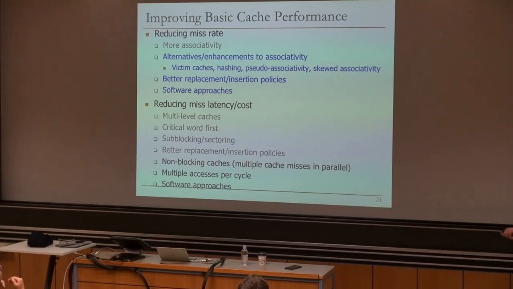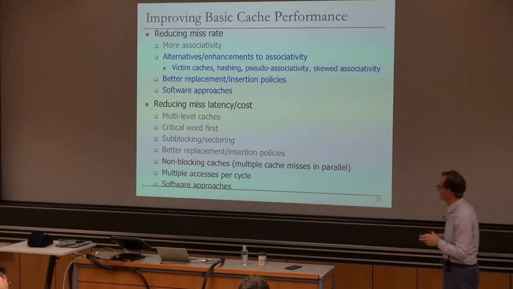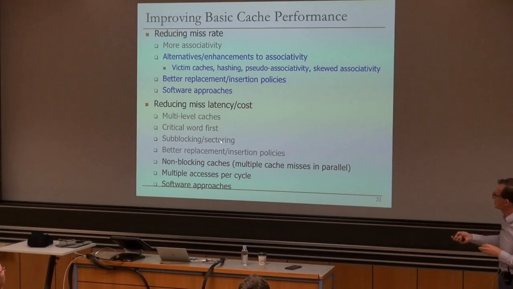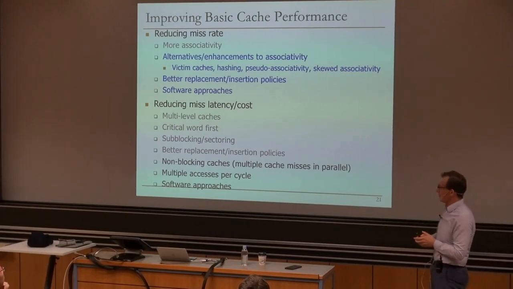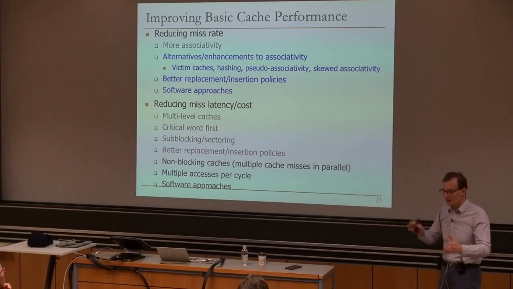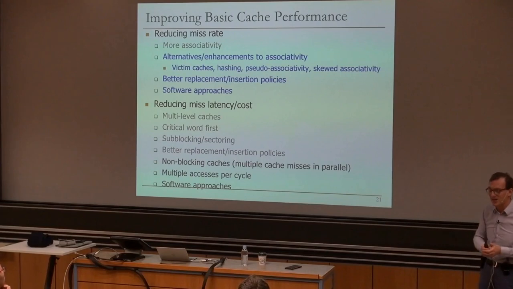Okay, so this is what we're going to cover, hopefully fast. For reducing the miss rate, we're going to talk about some alternatives to associativity, a little bit better replacement and insertion policies, and very briefly, software approaches also. And reducing miss latency and cost, we've talked about some of these. Critical word first, I didn't talk about, but this basically says whenever you're bringing a cache block from main memory into the cache, or from the next level to this level of a cache, bring the critical word first.